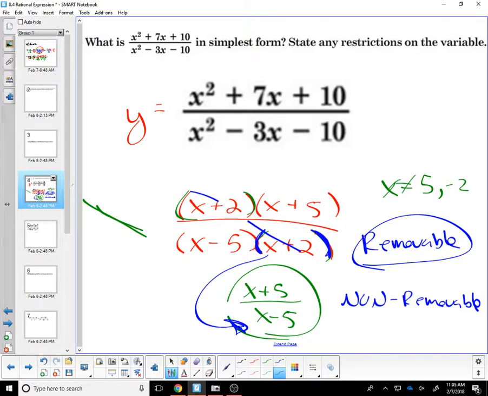Now make a note of this as well. If it is a removable discontinuity, in the graph it must show up as an open circle, like a little hole there. And this is what I mean. Let's say you're graphing it.